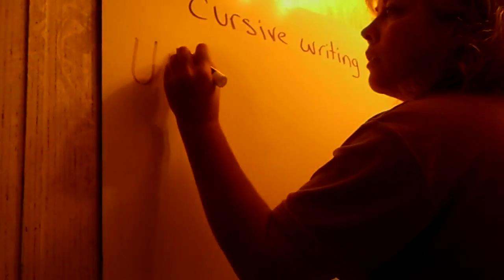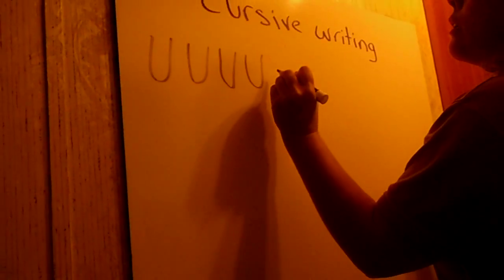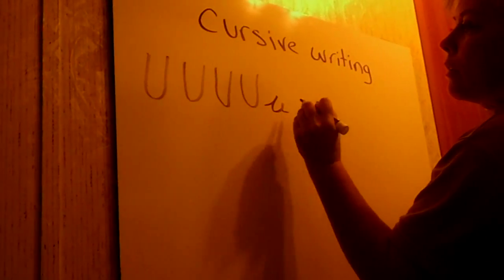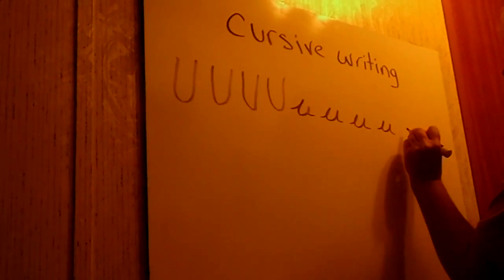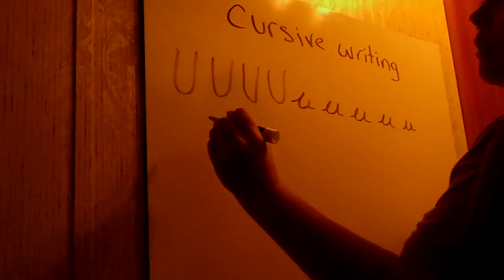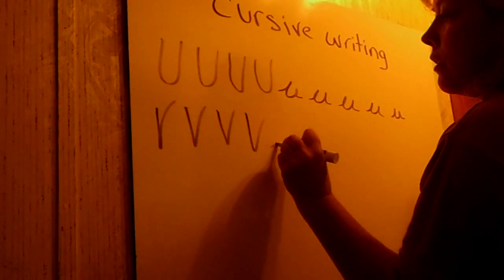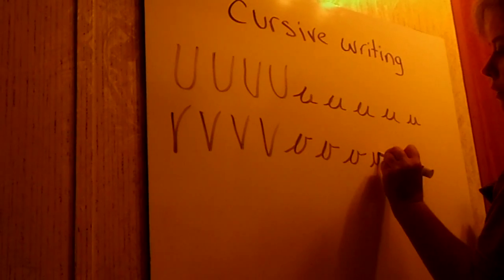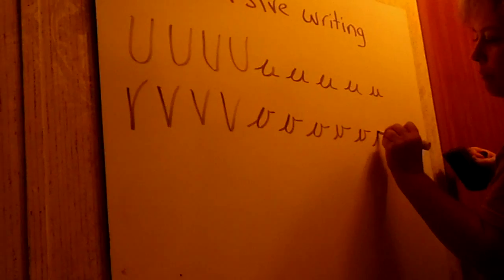U is just the regular U when it's cursive, capital letters. It has tails to the end of it. V, same way. And V would be up top like this. Instead of the tail on the bottom, it'd be tail on top for the V.